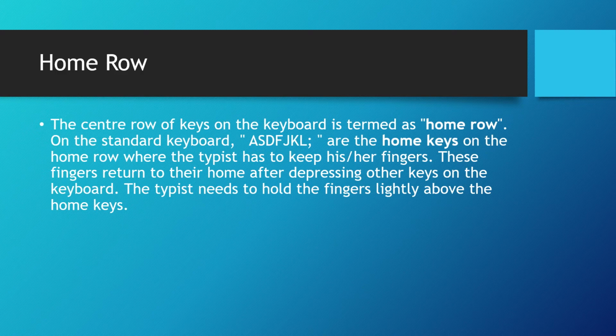Now we are going to start the typing method procedure. What is home row? The center row of keys on the keyboard is termed the home row. On the standard keyboard, the keys are A, S, D, F for the left hand, and J, K, L and semicolon for the right hand arrangement. These fingers return to their home after depressing other keys on the keyboard. It means every time your fingers will be arranged at the starting of the home row.